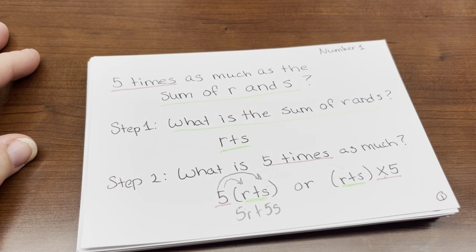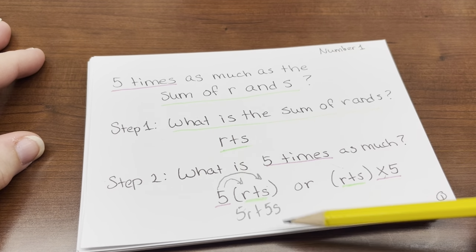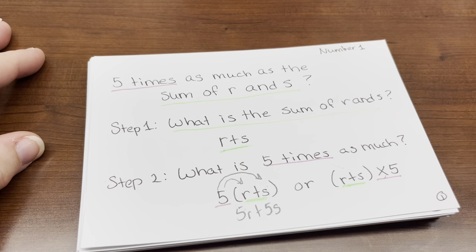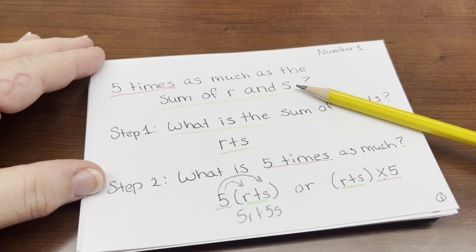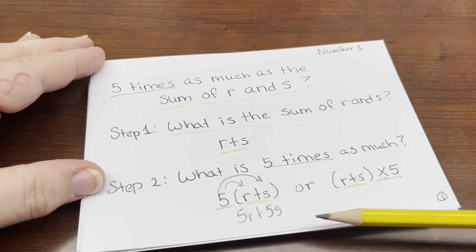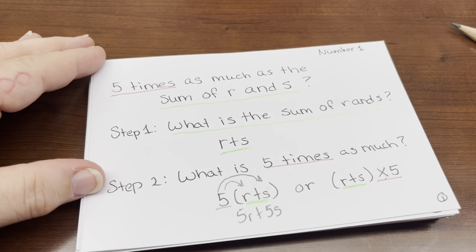And this is also known as finding an equivalent expression, because all of these expressions mean the same thing, and they are all trying to tell us that 5 times as much as the sum of R and S is reflected here in these different problems.